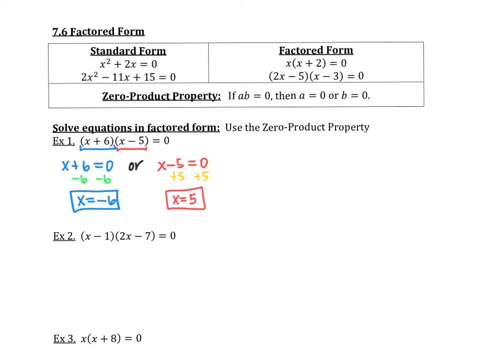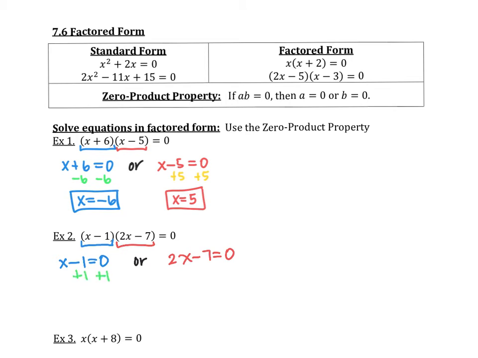Okay, let's look at example 2. First, I need to check that it's in factored form. It says x minus 1 times 2x minus 7 equals 0. Okay, because it's factored and because it equals 0, I can use the zero product property. And just like before, it must be true that either this factor is equal to 0 or the other factor must equal 0. And then I'm going to go ahead and solve it both ways so I can see my possible answers.